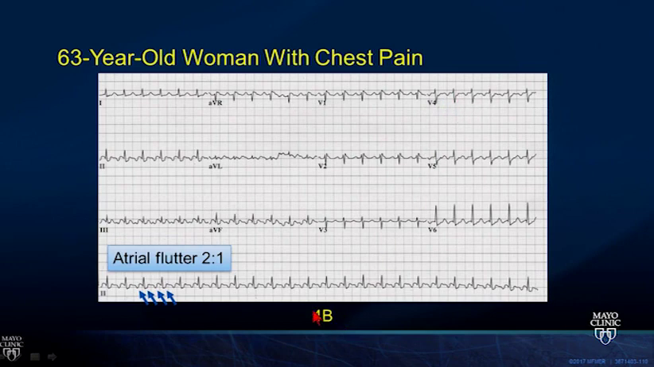And keep in mind what a flutter is. It's a circuit. It's a fixed circuit. And the cycle length or the rate of the flutter is determined by how big the circuit is. And it just so happens that with humans, we have a right atrium that takes 150 milliseconds to go around. And so that's why we get that 300 rate. And with 2-to-1 conduction, the rate's 150, and 4-to-1, it's 75. That's just a reflection of the size of the circuit.